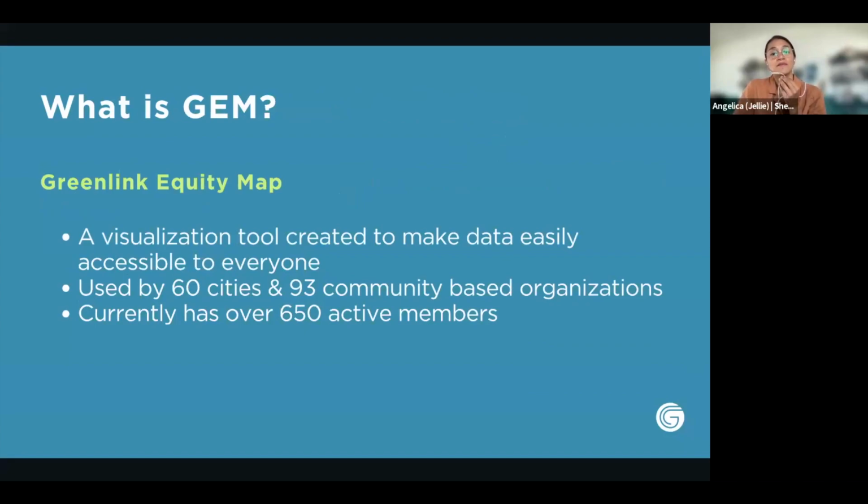We'll get into our platform today, but each of our teams within Greenlink Analytics has tools that we use for our work. And the tool that our team uses the most is our Greenlink Equity Map, or what we like to call GEM, which is a visualization tool created to make data easily accessible to everyone. And it is currently used by 60 cities and 93 community-based organizations and has over 650 active members right now. So we'll talk more about what GEM is, and you'll actually have an opportunity to get in the platform and play with it today. But without further ado, we'll jump right into today.